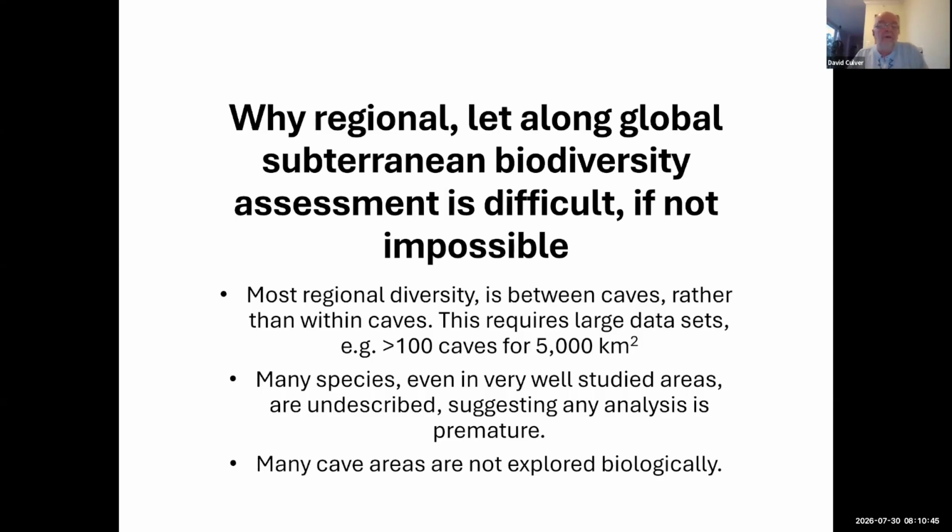Even more difficult is that even in well-studied areas, there are a number of species that are undescribed, and there are many caves that have not even been explored biologically. I estimate that in Slovenia, which is arguably the best studied country in the world for its fauna, less than 20% have actually had any kind of even nominal collection, albeit almost all the large ones do.